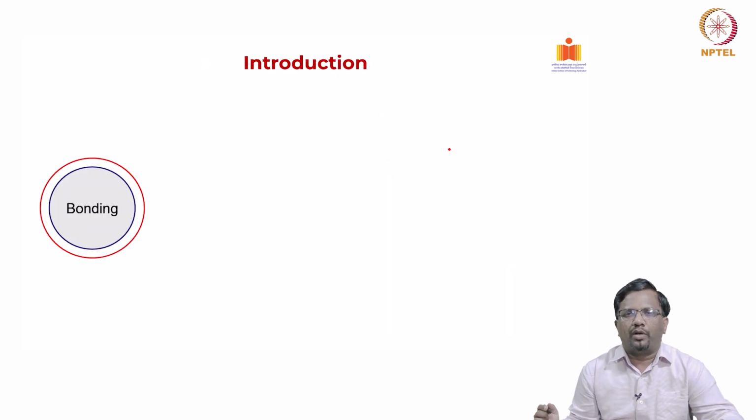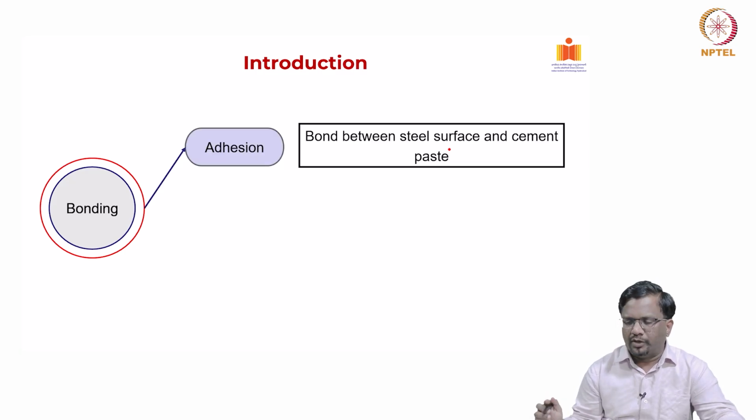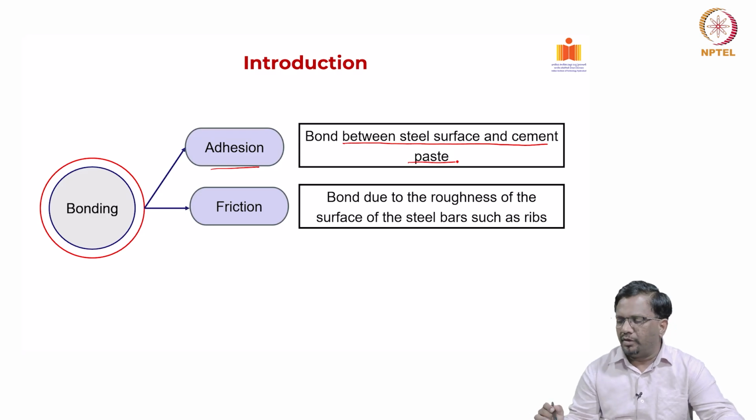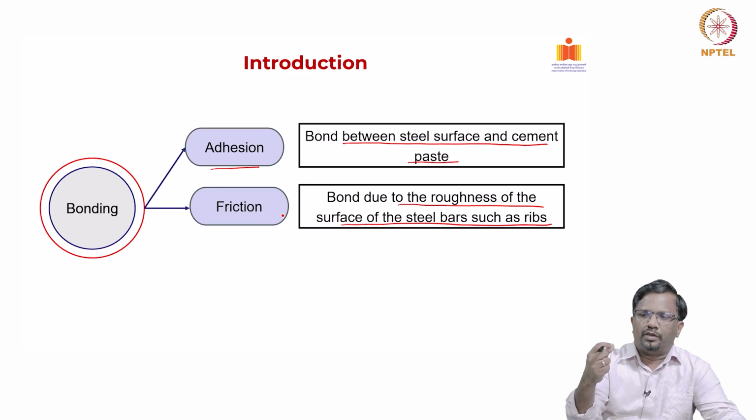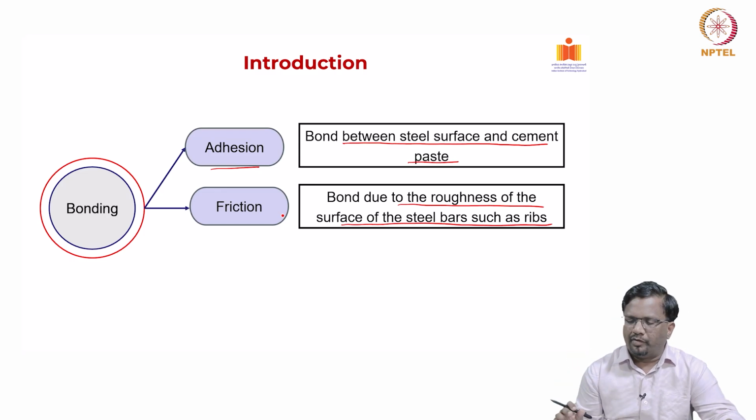Now, how does this bond help in achieving that effective stress and the development length? The bonding happens through three main things. One is adhesion, that is basically bond between the steel surface and the cement paste. And then the next is the friction. The bond is also developed due to the roughness of the surface of the steel bars such as ribs. In case of pre-stressing strand, usually we use a 7-wire strand. So, there are always going to be gaps between them. So, the concrete can go inside that and it develops a friction.